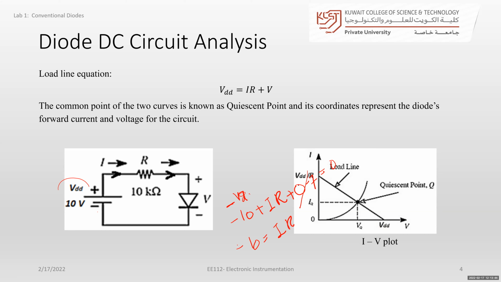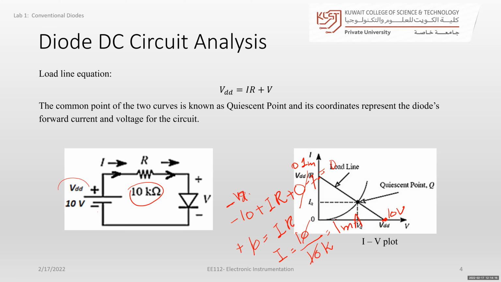Let's suppose this is 0.7, or almost equal to 0. And if I put R equal to 10K, how much will I be? It will be 10 volt divided by 10K, which is 1 milliampere. So let's say this is 10 volt, and here it will be almost 1 milliampere.